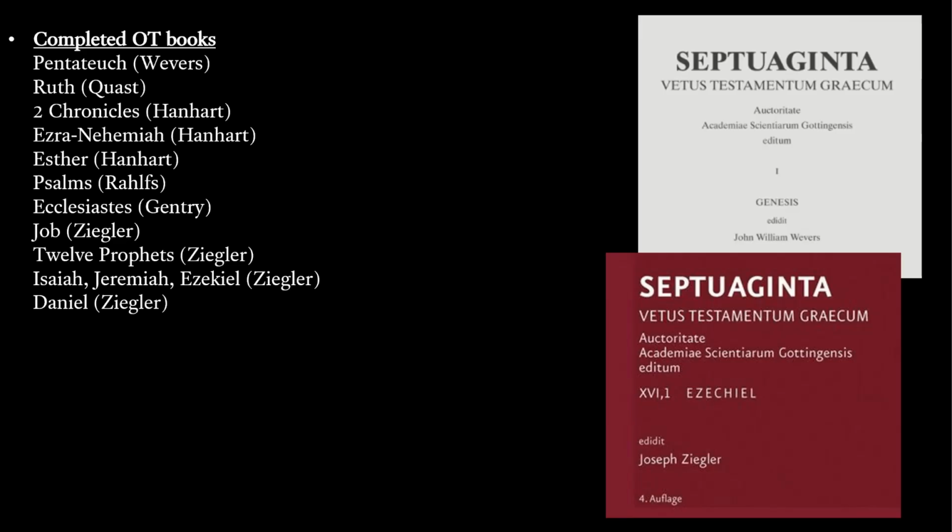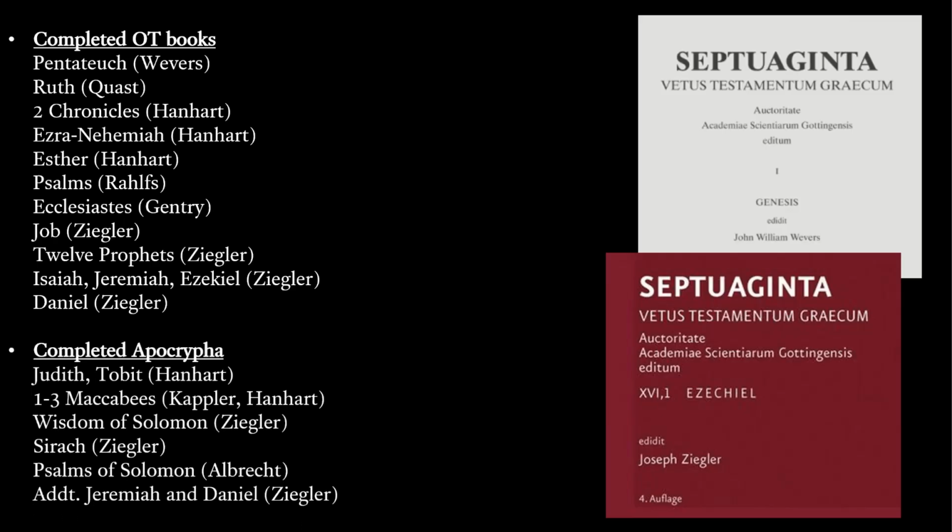Job, the 12 prophets, that's actually in one volume, and then individual volumes for Isaiah, Jeremiah, and Ezekiel, as well as Daniel. So you'll notice some of the major figures include Wevers, you have Hanhart doing several of them, and Ziegler as one of the major producers, and then there's a handful of other folks who have been involved.